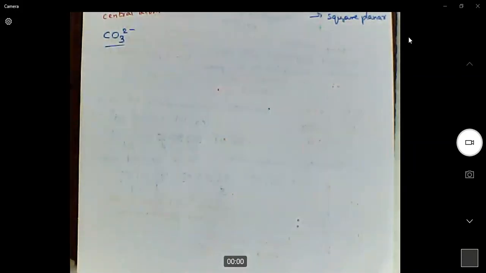Next, we will discuss some more examples. CO3 2 minus, carbonate ion. Carbon is the central atom. So carbon valency electrons 4.